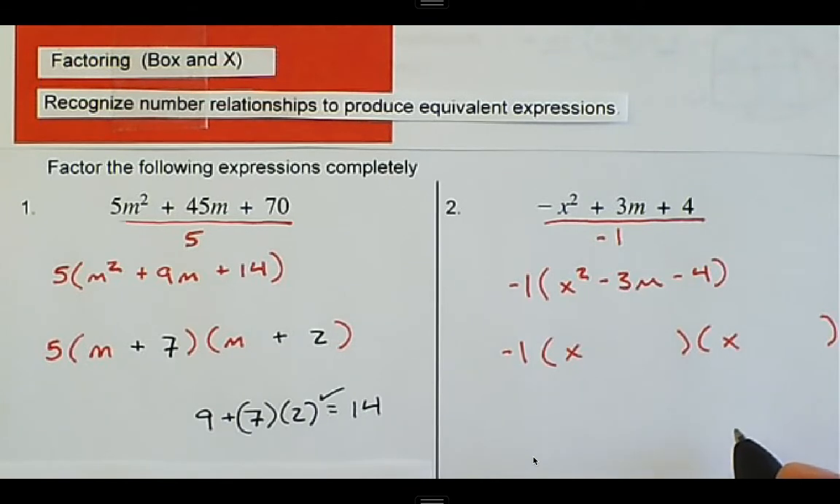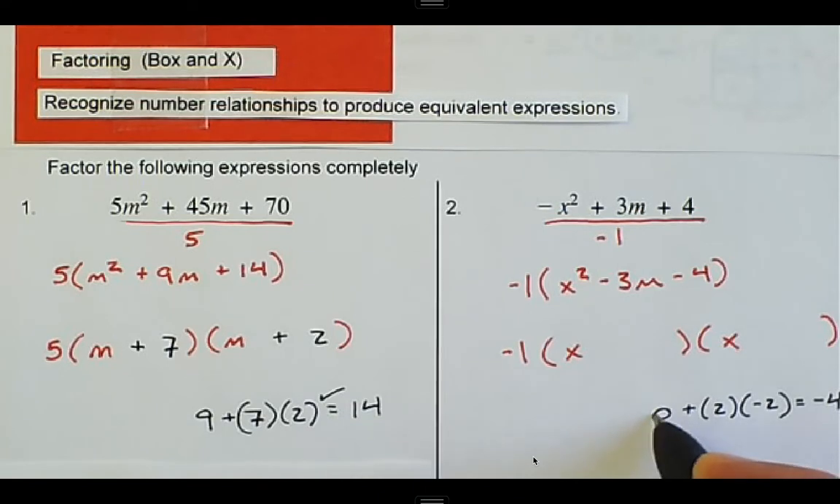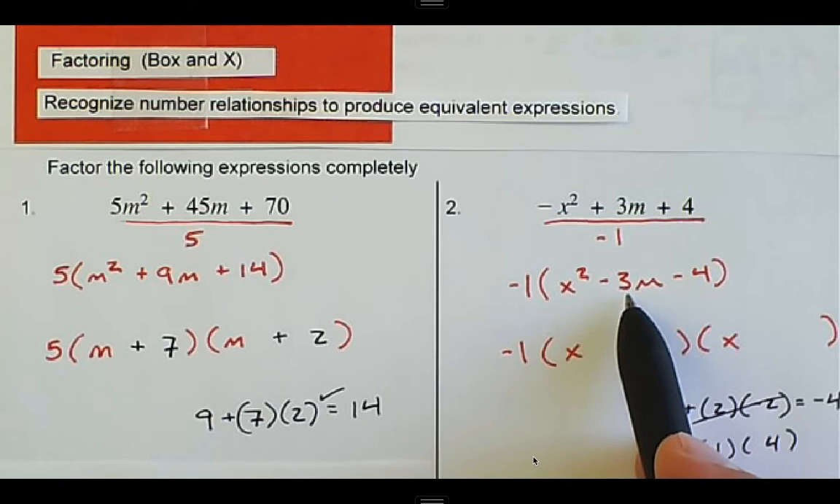So I'm thinking, usually when I see 4 on there, I jump right away to 2 and 2. But it has to be -4, so let's try -2. So 2 times -2 is equal to -4. But if we add them together, that's equal to 0. So 2 and -2 don't work. Next thing I'll try, all right, 1 and 4. 1 and 4 also work. But it has to be negative, and it has to add to -3.